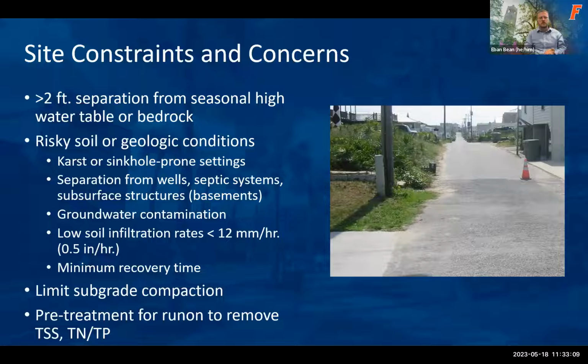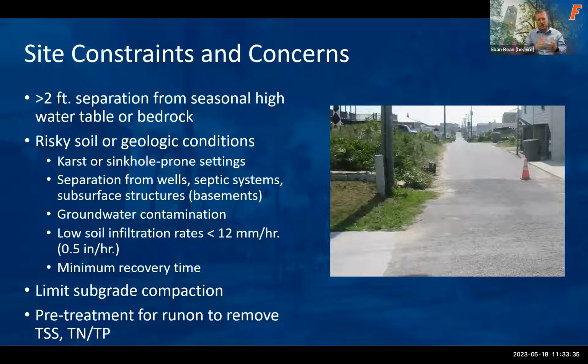We typically don't recommend solely relying on infiltration if you have less than ½ inch an hour infiltration rate. Those are getting to pretty tight soils, so it's going to really limit the ability of that system to recover the volume. So it may have to integrate some under drains and connect that for some of the volume recovery.